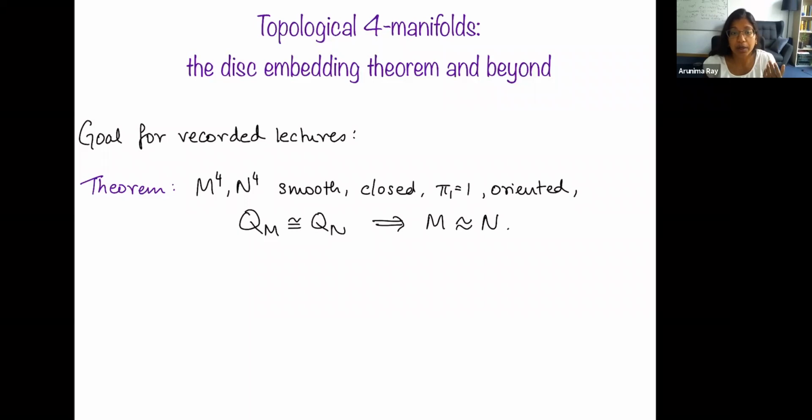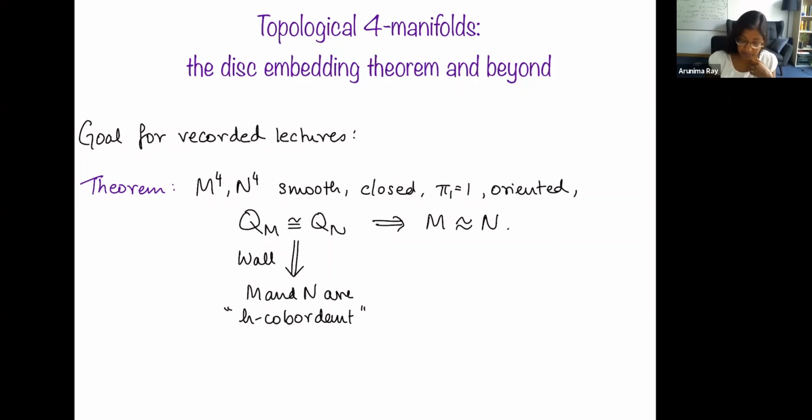This theorem has two parts. The first part is due to Wall, which says that isometric intersection forms imply that the manifolds are h-cobordant. I'll define that in the next video. The second part is work of Freedman that tells you that h-cobordant four-manifolds are in fact homeomorphic. So coming up in the recorded lectures is the proof of both of these implications, some warm-up, and then that's it. See you in the next one.